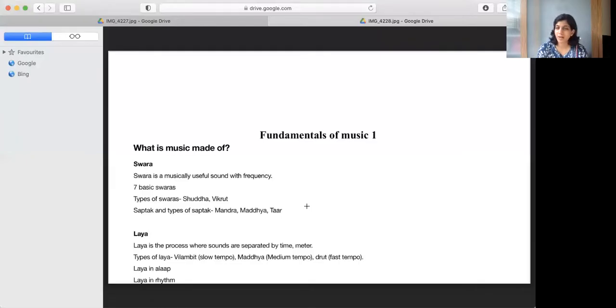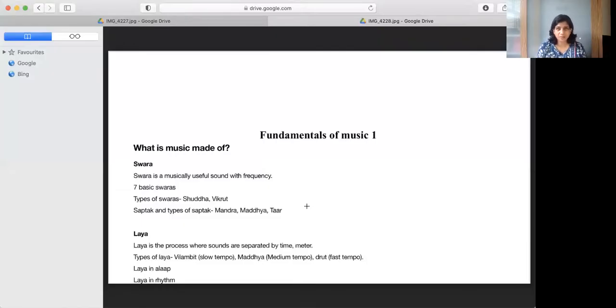If you've seen African music, it is very laya dominant music because it has the African drums, which have very little of any kind of note or melody in it. But the laya aspect they have used and improvised, they have done it in a lot of detail. So their music is predominant, I would say, in the laya aspect.